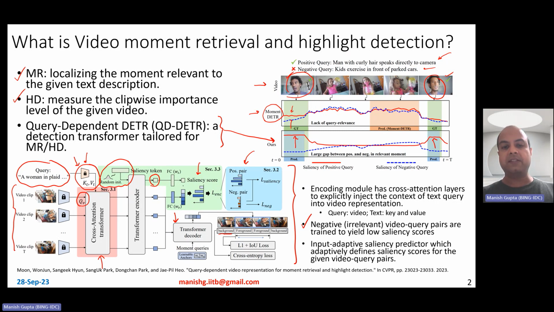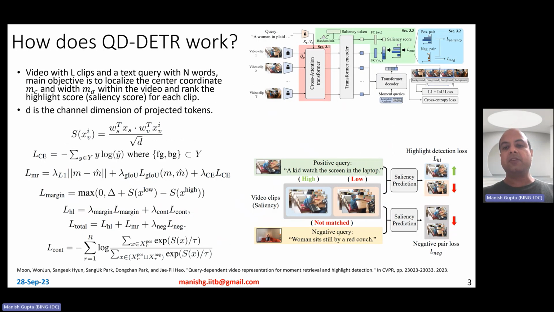The third interesting thing is about computing saliency. So input adaptive saliency, for which they make use of this saliency token and the saliency score, which defines how salient the particular video clip is to the query. Okay. So let's look into more details now. This is the same architecture that I've copied from the previous slide.